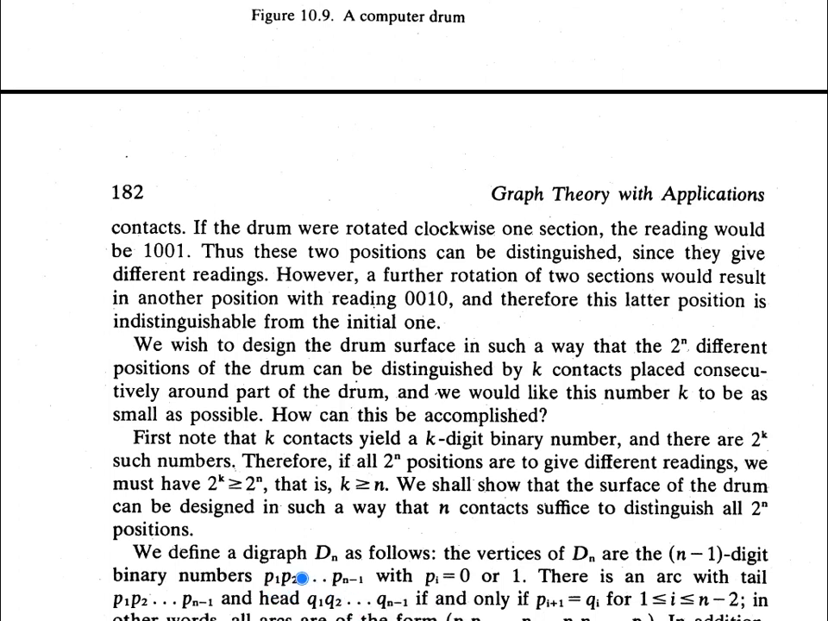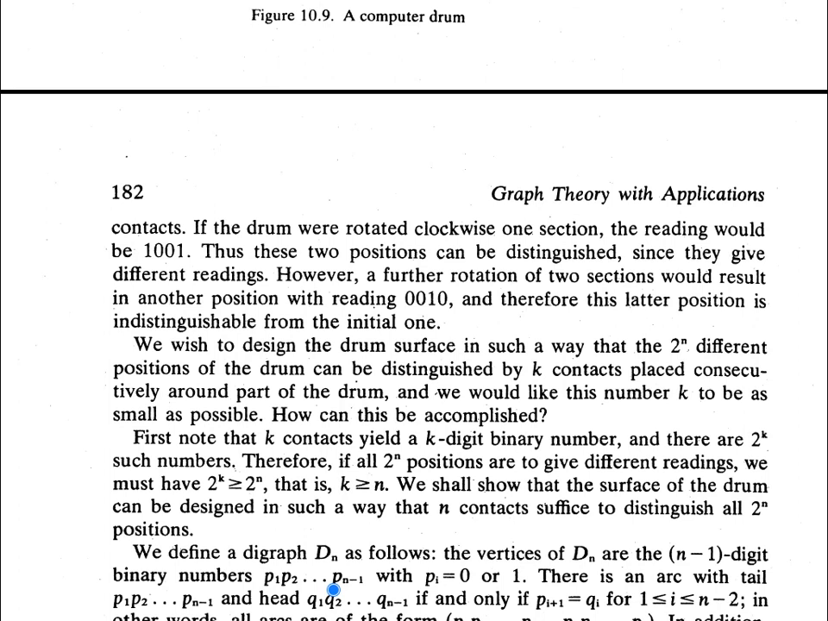Take one vertex in this form. Forget about the first digit, okay? Then you have a long queue of P2 up to Pn-1. Then search for that particular queue as the initial part of another vertex, so that you find another vertex Q1, Q2, up to Qn-1, in which Q1 equals P2, Q2 equals P3, and Qn-2 equals Pn-1.